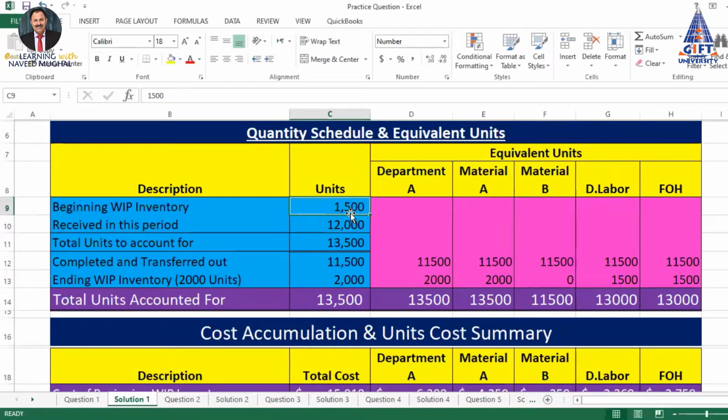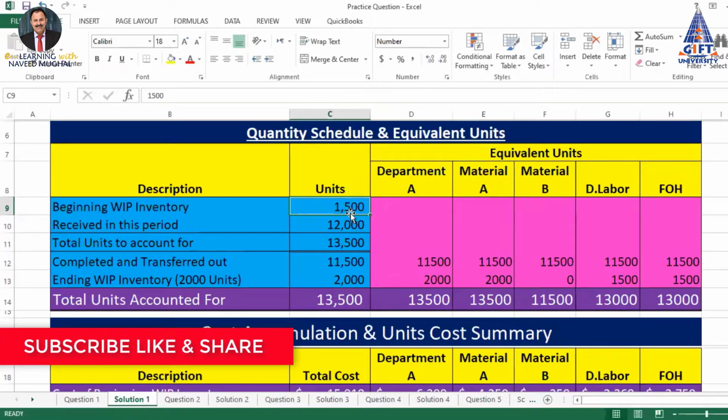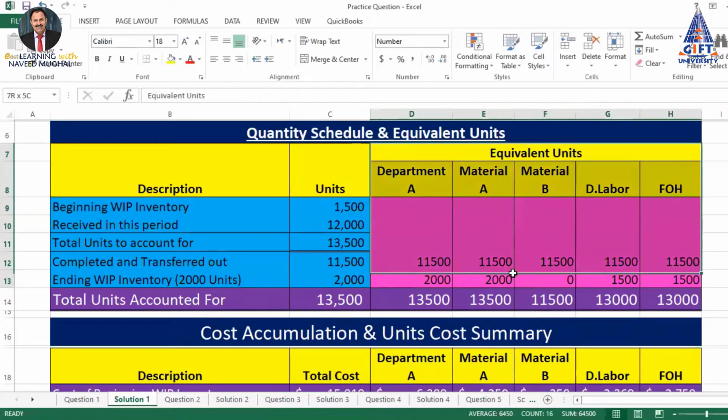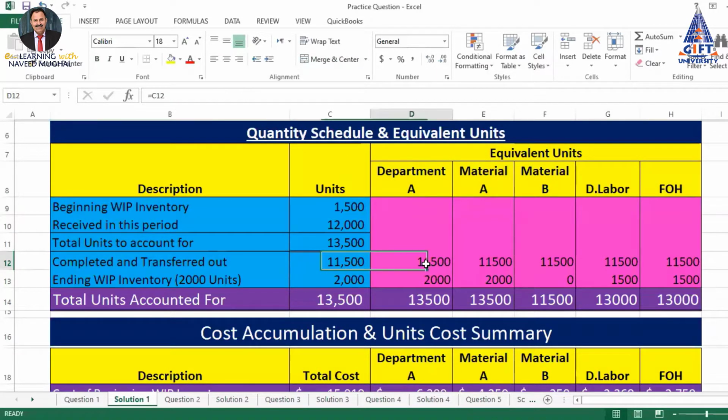So when there are no stages of completion of beginning inventory, we can apply only weighted average method. So keep in mind, weighted average method will be applied when there are no stages of completion or stage of completion is not mentioned in your question. Another noting point in weighted average method is we will not be given stages of completion of beginning work in process inventory. For the calculation of equivalent units, you will simply write the completed units in every cost element.